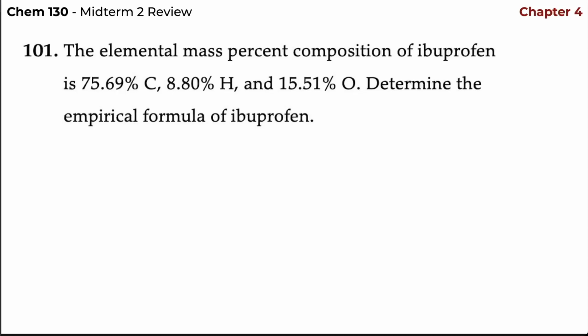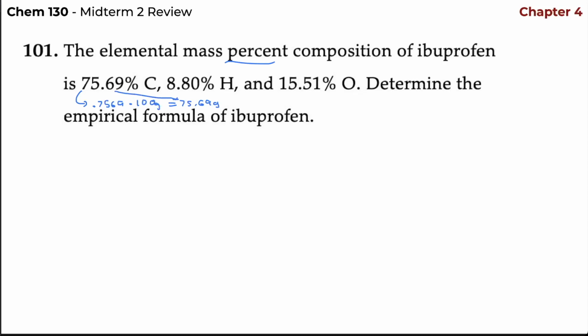And just be careful. So let's do this. These are all percents, but we can just assume we have 100 grams of each. That way we can just use the numbers as is. So in reality, what I'm doing is taking this and making it a percent, 0.7569, and then multiplying it by 100 grams, which just gives us 75.69 grams.